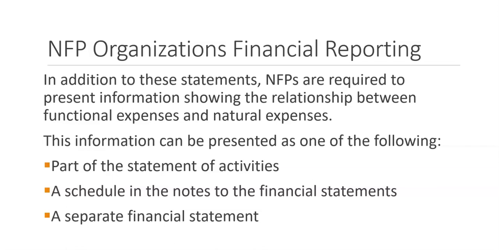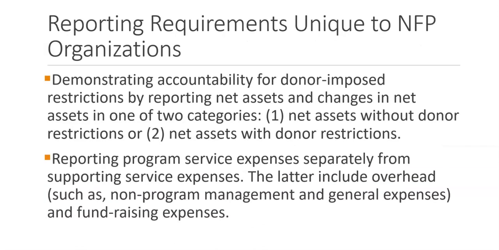Nonprofits also show information between functional expenses and natural expenses. They have to include this as part of their statement of activities. So what were the expenses just because of their function and the different services that they have? And then what are the expenses just because they're running an entity? So things like salaries and different things like that. We would have a separate financial statement showing this information.